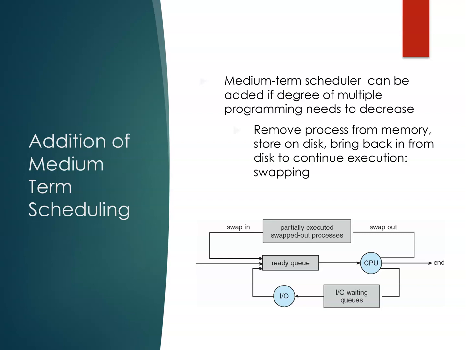A medium-term scheduler can be added if we need to decrease the degree of multiprogramming. It removes a process from memory, stores it on disk, and brings it back from disk to continue execution, which is called swapping. So basically, we have a process beginning in the ready queue, going to the CPU, something triggers, and it gets swapped out, and the partially executed process as a whole gets stored on disk, swapped back in, and so forth. If the CPU hits an I/O waiting queue, it could then have an I/O operation and put us back in the ready queue. This way, every time things switch, we make better use of our CPU.